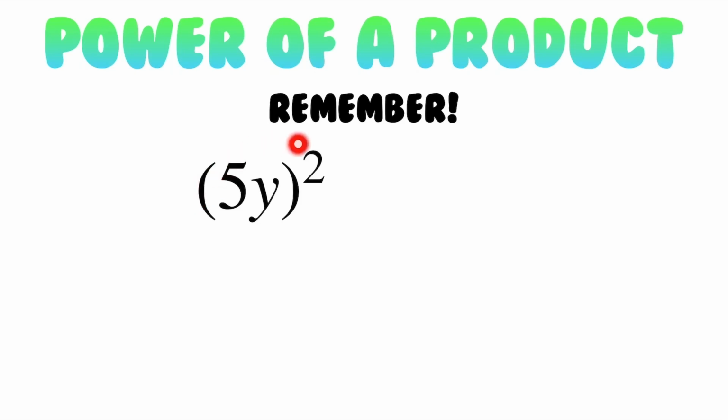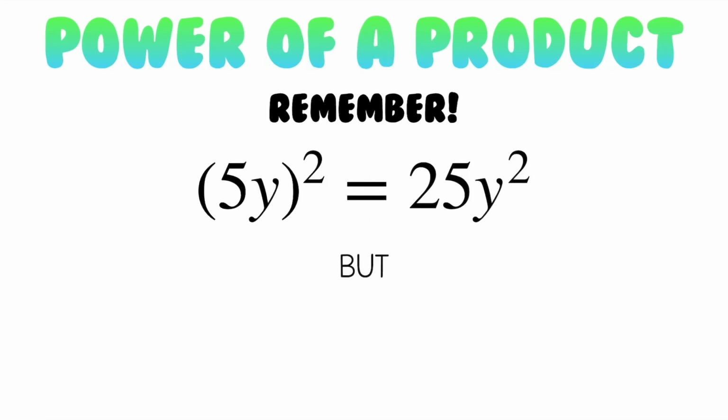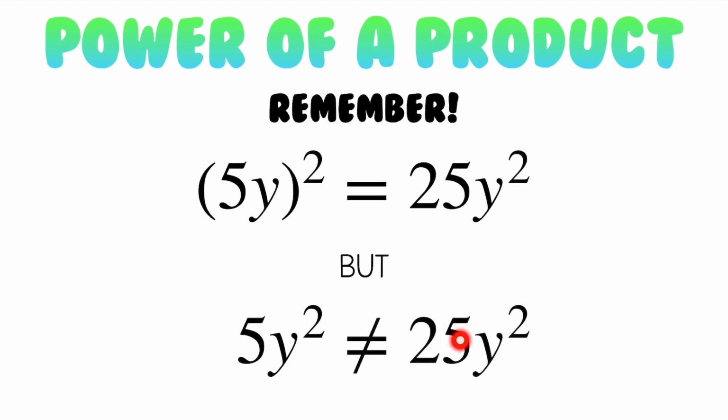And with this property, there's one thing that you need to remember, and that is, like how we just proved, (5y) squared is indeed 25y squared. We just proved that, right? But, and this is a very big but, if you have 5y squared without the parentheses that you have up here, no parentheses, that means this squared is only changing the y, not the 5. So this definitely does not equal 25y squared. This is just 5y squared.